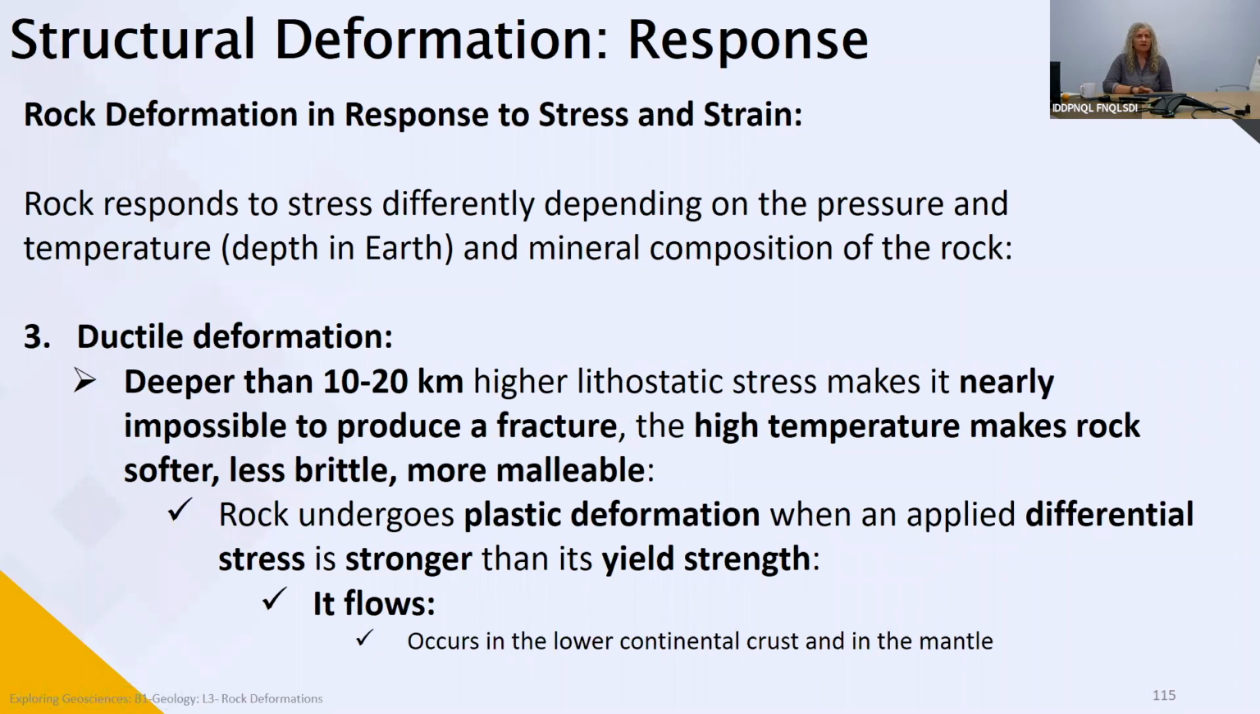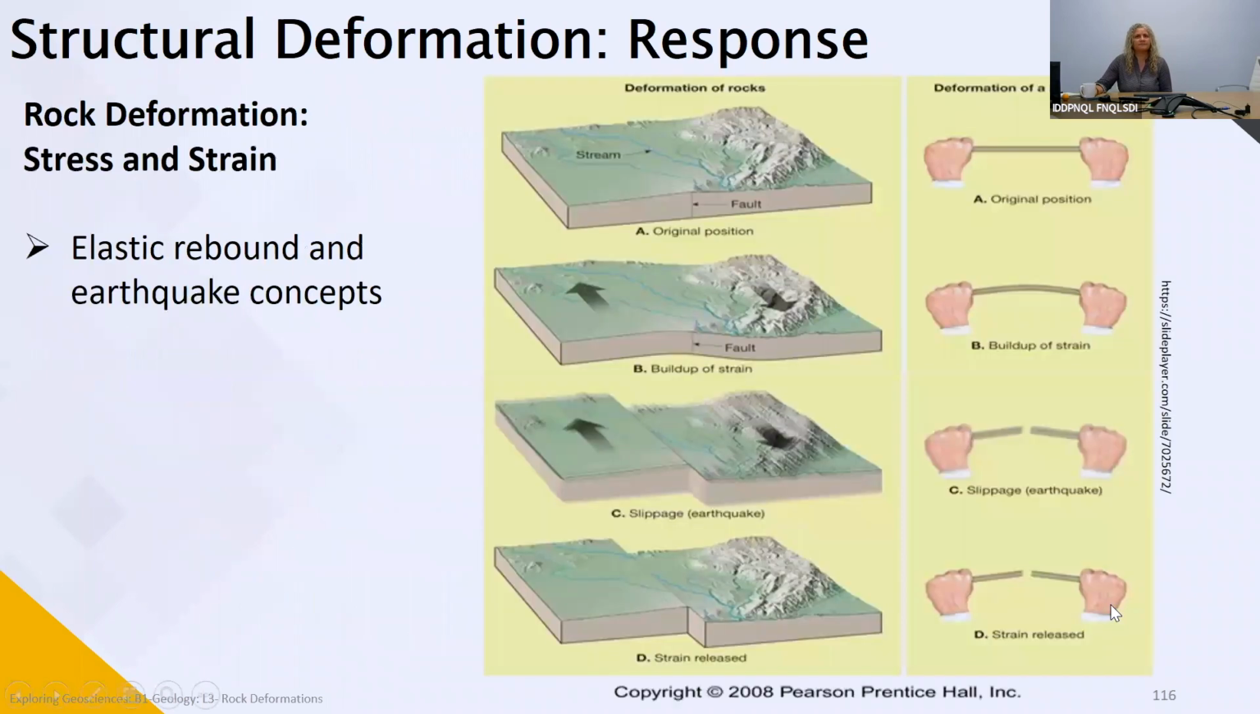In ductile deformation, which happens in deeper areas, between 10 and 20 kilometers, it is nearly impossible to produce a fracture because the high temperature makes the rocks softer, less brittle, and more malleable. So it's like a plastic deformation. That means it will change in shape, and if the stress is stronger, it would yield flowing textures, and we'll see examples of that.